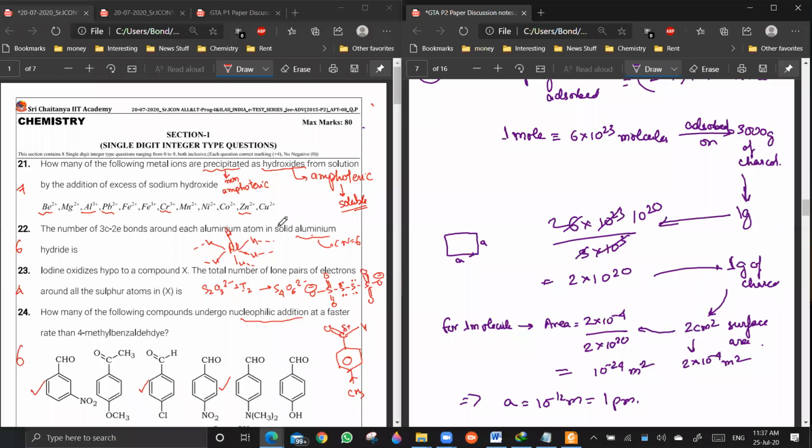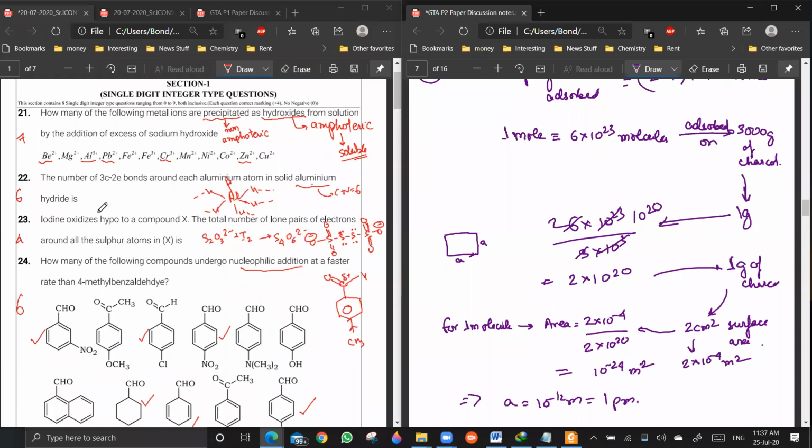Okay, so let us start this paper discussion. This is your AFT paper 2, AFT 08, which is basically your grand test. Questions 21 to 24, any doubts?